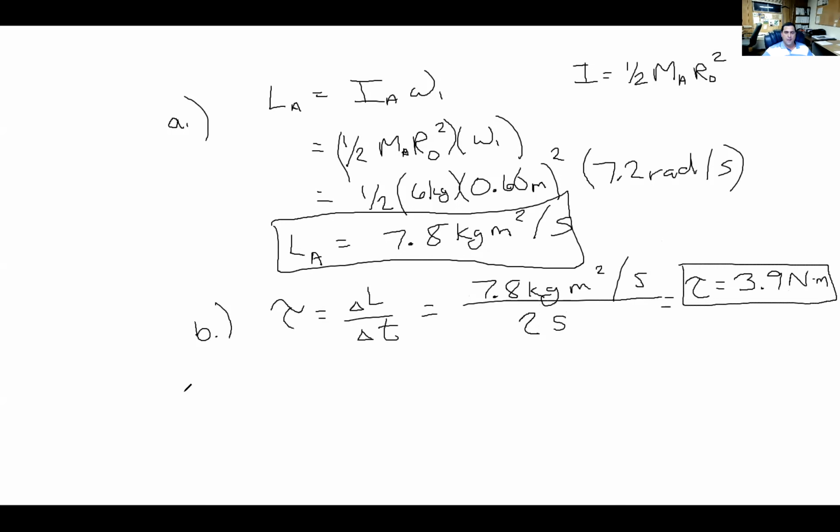Okay. Part C, I am going to clear the screen because I need more room to do this one, okay? So this is part C, same problem.